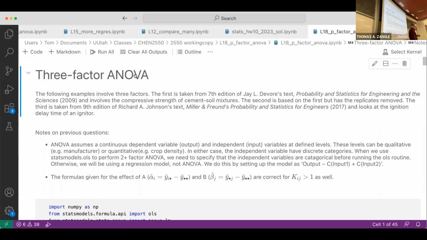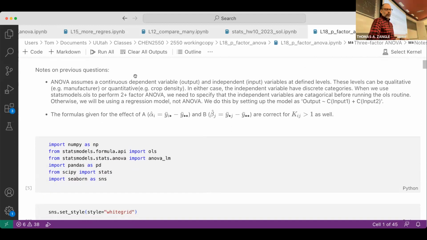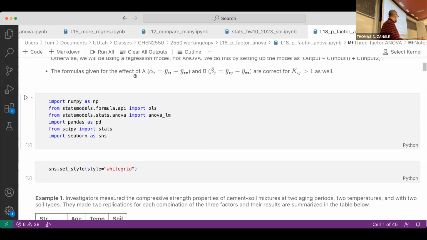Just as it's sometimes the case that we have 2 factors to consider, and we want to know the impact of 2 factors on a particular output, we may have 3 or more factors, and we can do that. We can set up a problem in a very similar way to do 3 or more factor ANOVA type analysis. And so we're just going to walk through some examples of 3-factor ANOVA in this class.